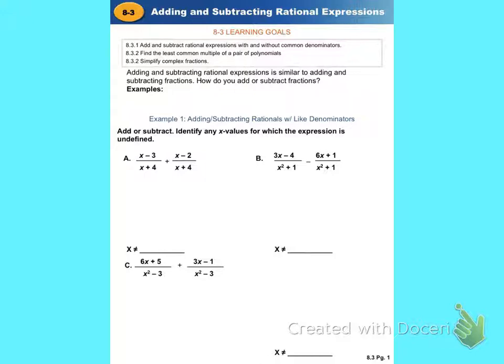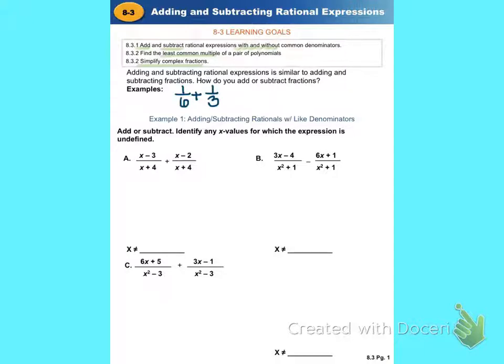So we have these three learning goals. Our learning goals are to add and subtract rational expressions, with and without common denominators. Sometimes we'll be given ones with common denominators, and that'll be pretty easy, and some without common denominators, and we'll have to do a little more work there. Secondly, we're going to find the least common multiple of a pair of polynomials. So we'll be looking for an LCM, least common multiple. And finally, we'll be simplifying complex fractions. Well, I already think these look pretty complex, so they're going to be even more complex, and we're going to simplify them.